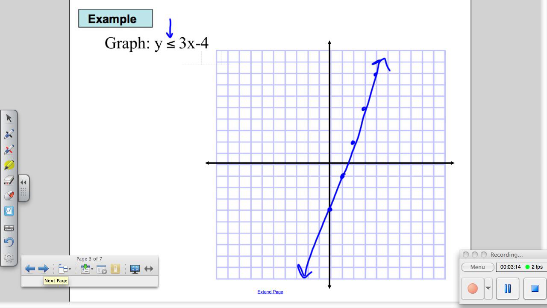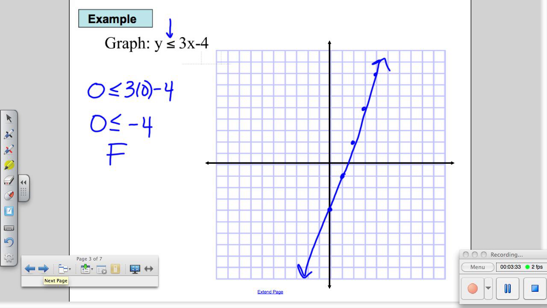The second step will be to test a point. Let's test 0, 0 because it's not on my line. I get 0 is less than or equal to 3 times 0 minus 4. 0 less than or equal to negative 4. Now, negative 4 is not bigger than 0. We get a false answer here.